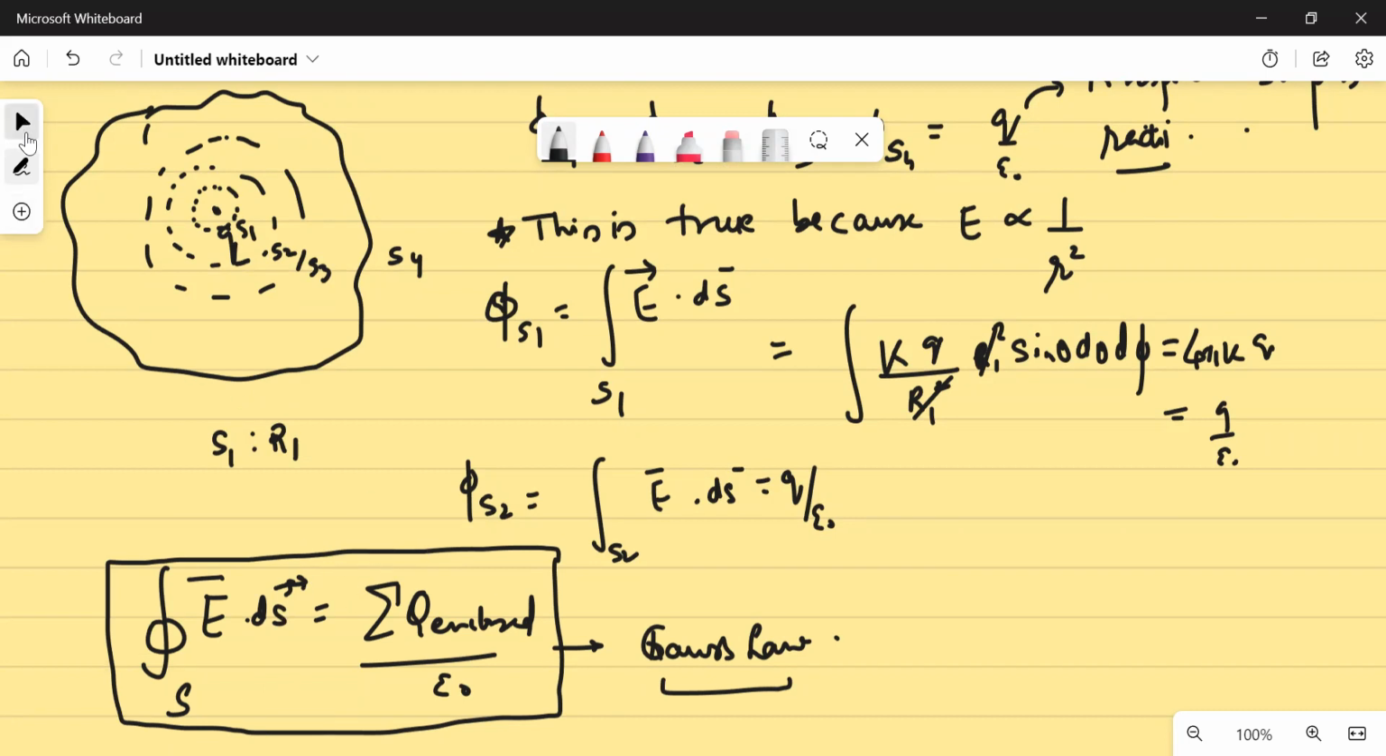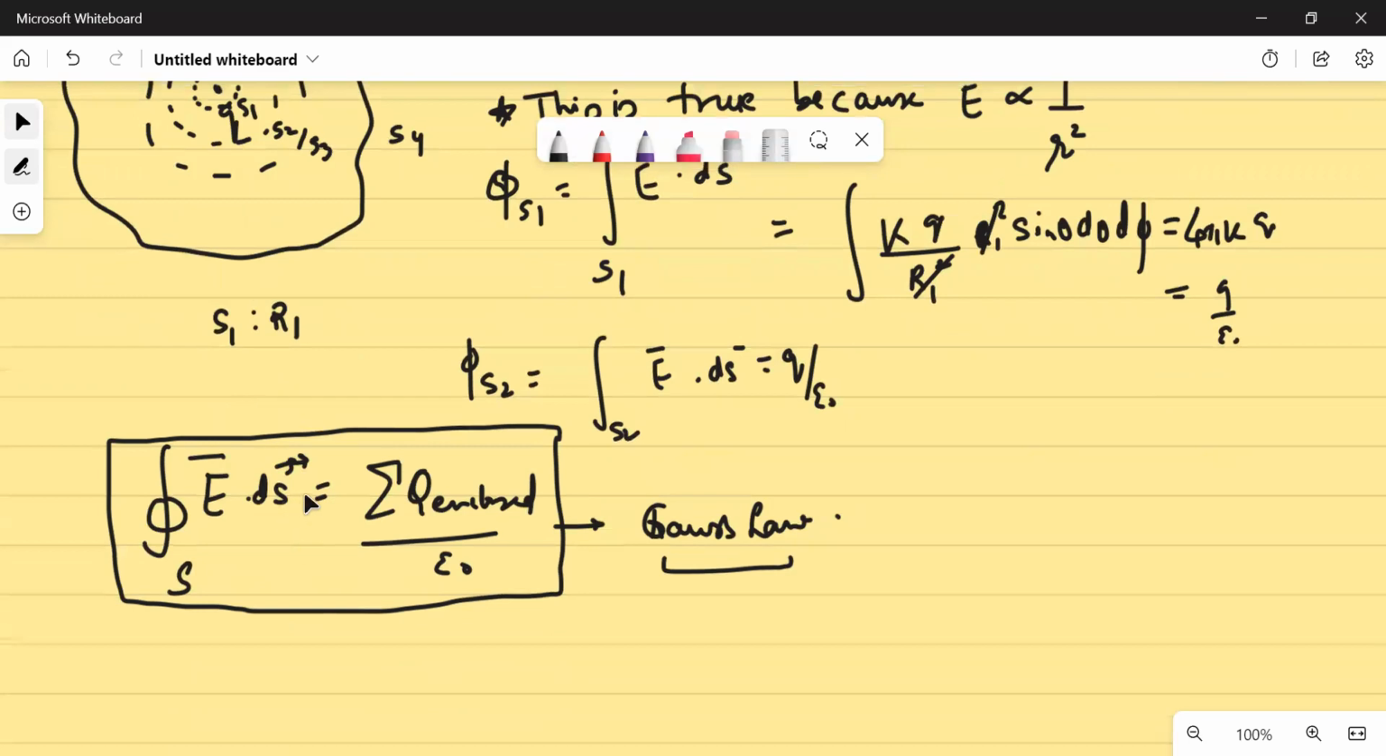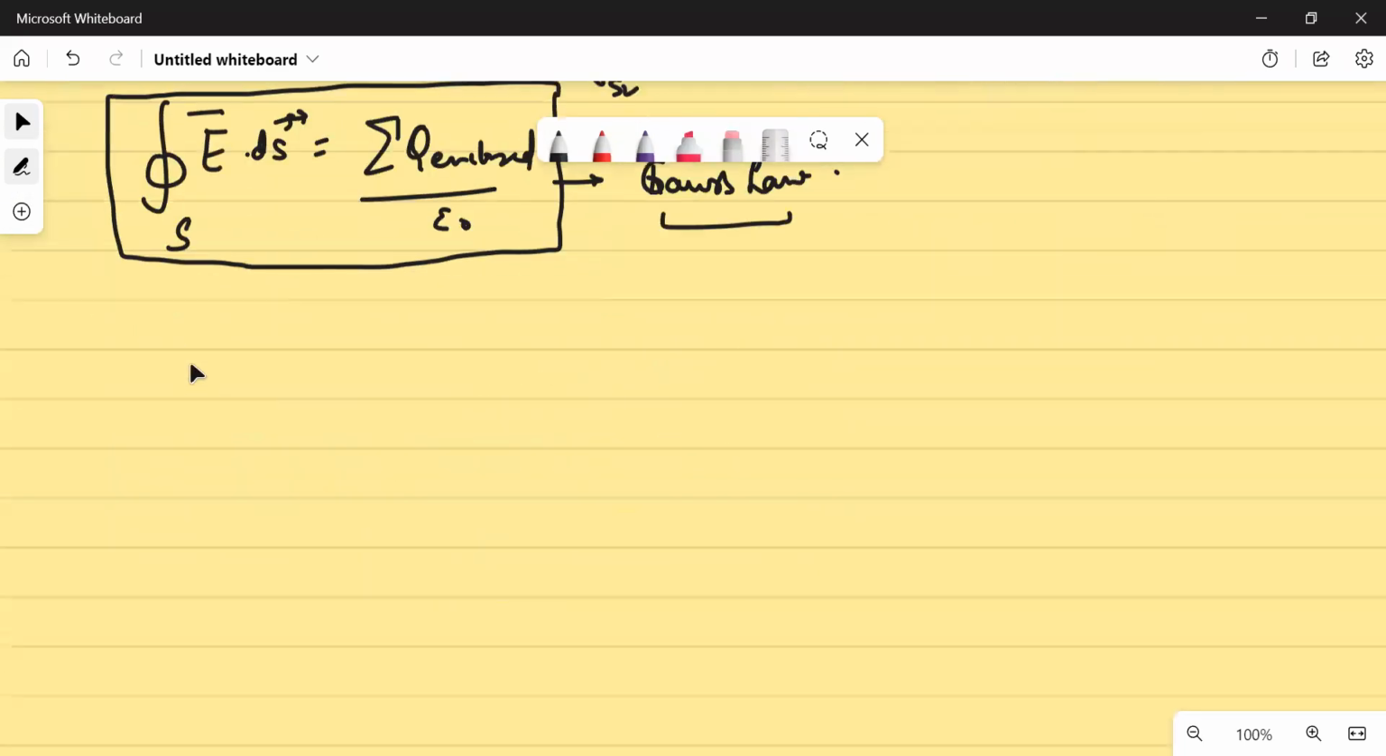Now, the question arises whether this kind of definition still exists for any such force which may not follow 1 upon r square. For example, just for instance, I'm giving you an example. If I give you a field which varies as a sort of Yukawa kind of thing, if I write it like this.